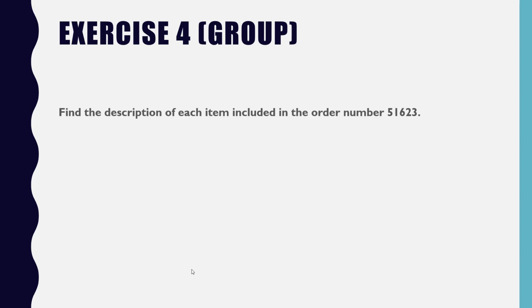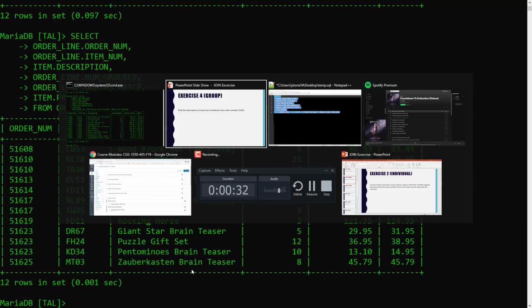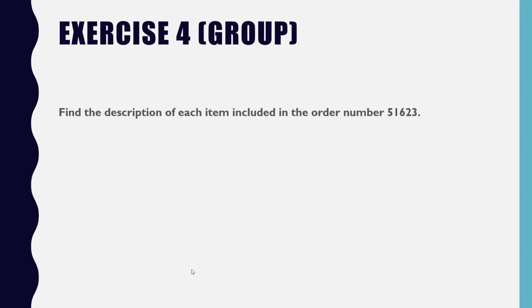All right, next one. Find the description of each item included in the order number 51623. So I saw a bunch of people as I was walking around the room, they were pulling up that PDF that has a list of all the tables in it and everything, which is fine. You can totally use that. It's a good reference. But why do that when you've got the database right here? You can just look, right? You just query the table and look. And so let's kind of use that. We want to know the description of each item included in the order number 51623.